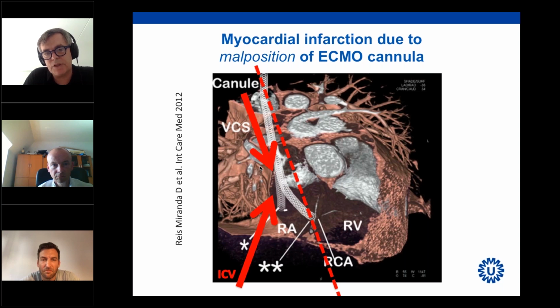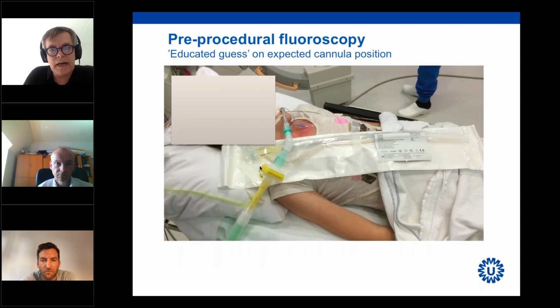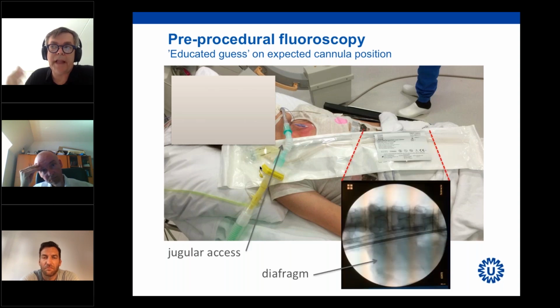So it is very, very important to monitor the SVC, IVC, right atrial axis, and be aware of the catheter dimensions. It holds for the Avalon Elite cannula, but also for all other cannulas, that you're well aware of the dimensions, what the length is, and the distance between the different ports. And you can also use fluoroscopy periprocedurally in addition to echocardiography. If you use fluoroscopy before you start the procedure and just put the cannula within the package on the patient, then you can visualize whether you will end up in a proper position and come up with an educated guess.